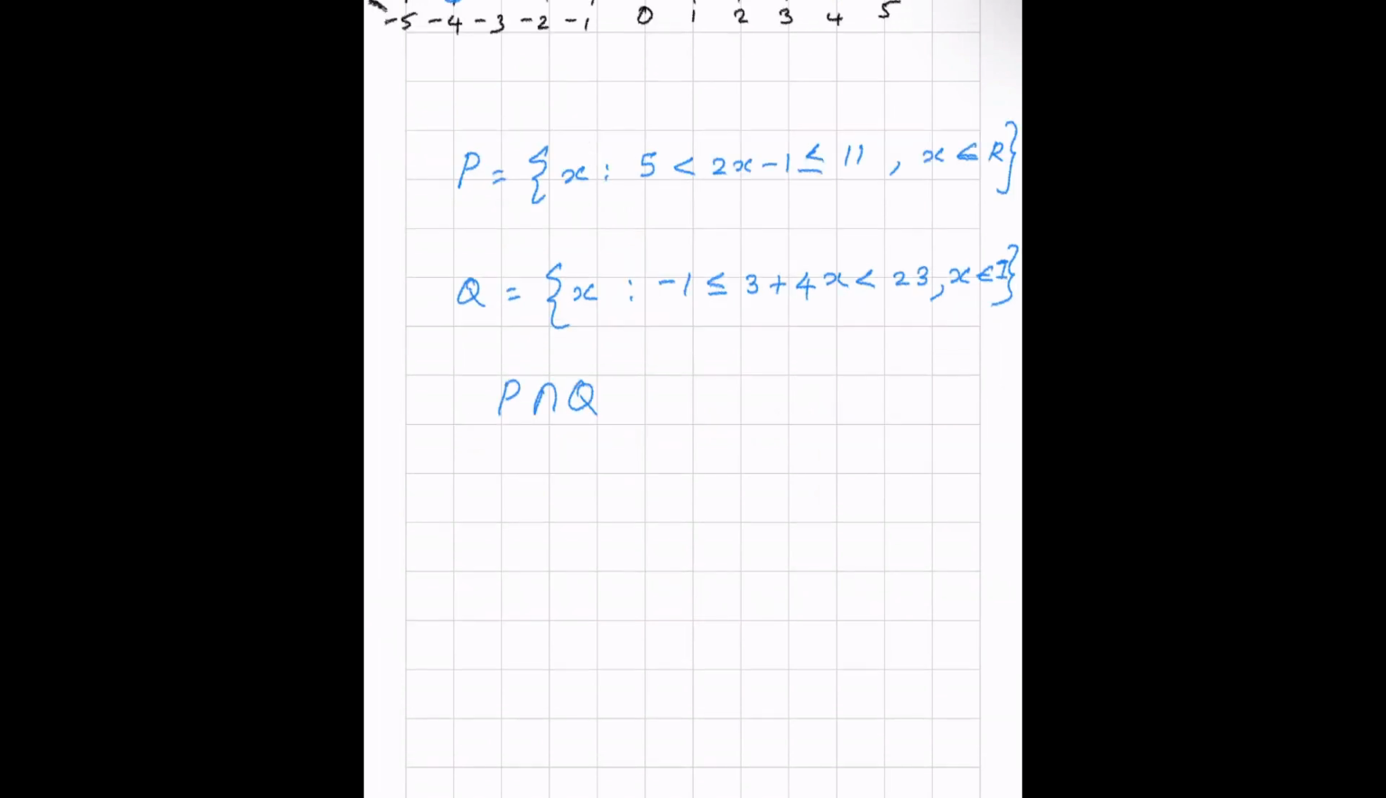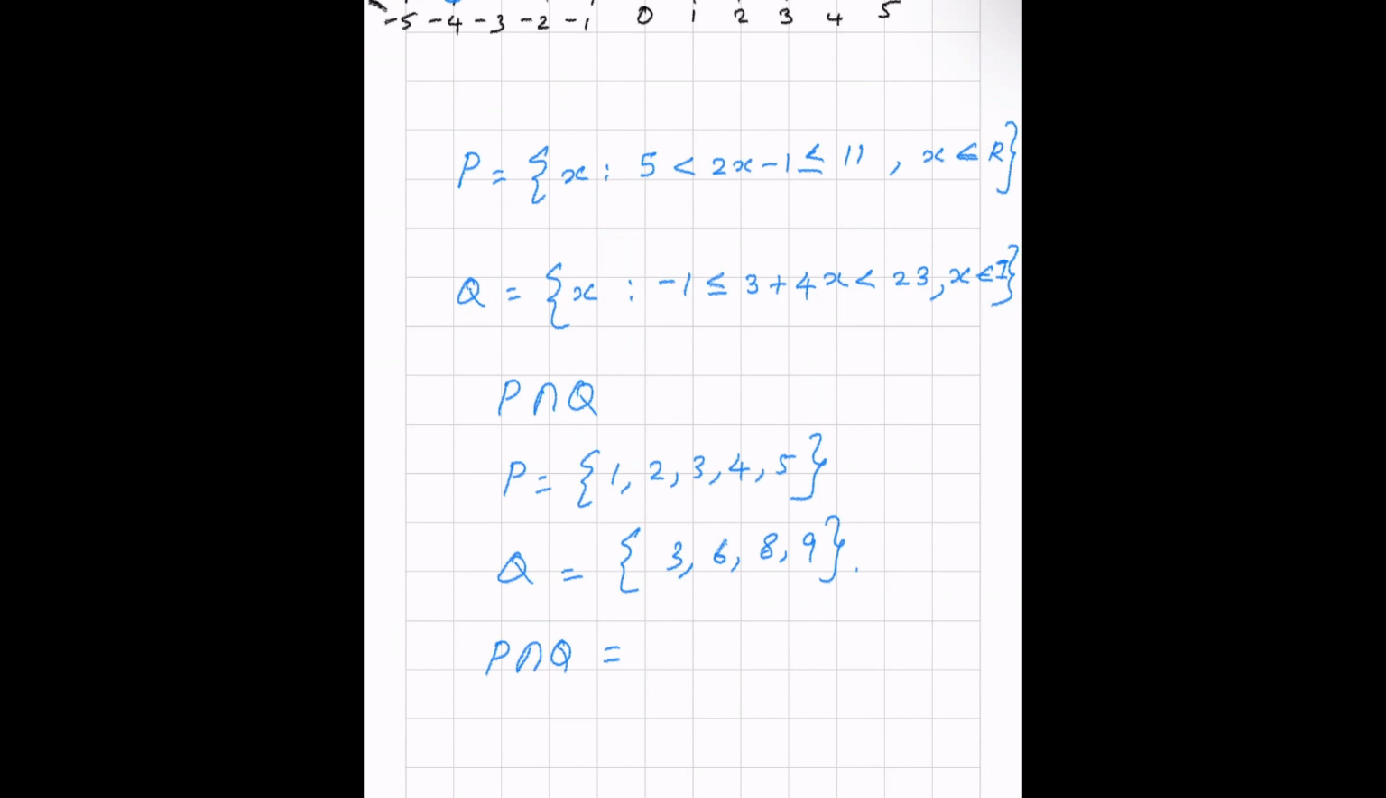What is the meaning of P intersection Q? Say, if P is 1, 2, 3, 4, 5, and Q is, say, 3, 6, 8, 9, P intersection Q means the elements that are common, or that are present in both P and Q.